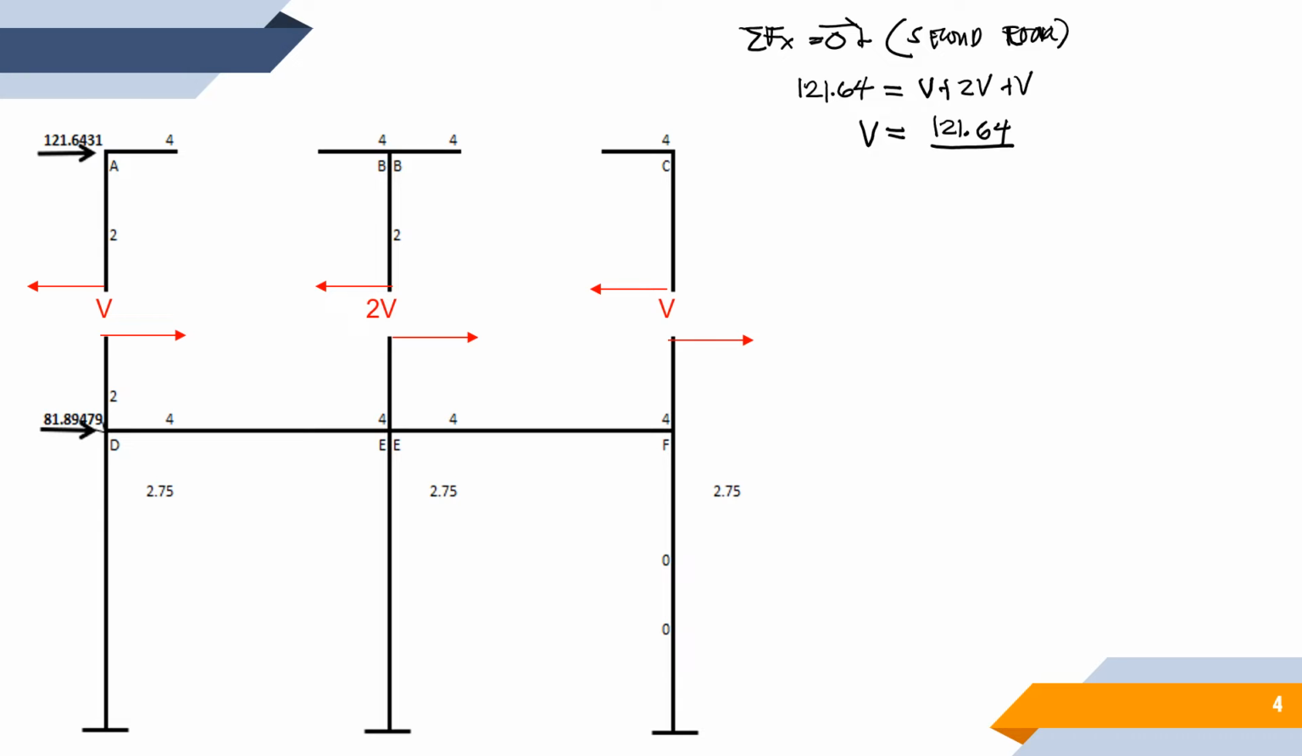meaning to say V is equal to 121.64 divided by 4. We have 1 plus 2 plus 1. Okay, so meaning to say our V now is 30.42, meaning to say the shear in the exterior columns will be equal to rather 30.41. Okay, and the interior column will take twice as much as the exterior column. Right, so that is how it goes for the second floor part.